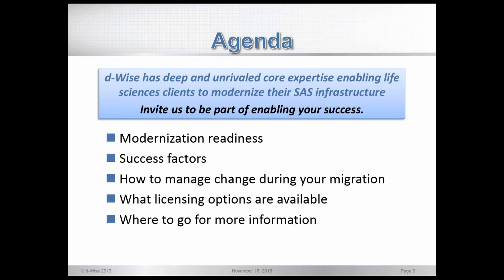So we've got 5 content sections. The first is going to talk about modernization readiness. We're going to follow that with some success factors that help to drive successful implementations. We're going to set a context that implementation and adoption are 2 different things, and where they meet in the middle is around migration. So third, we're going to talk about how to manage change during migration, because that's a real driver of a successful outcome.